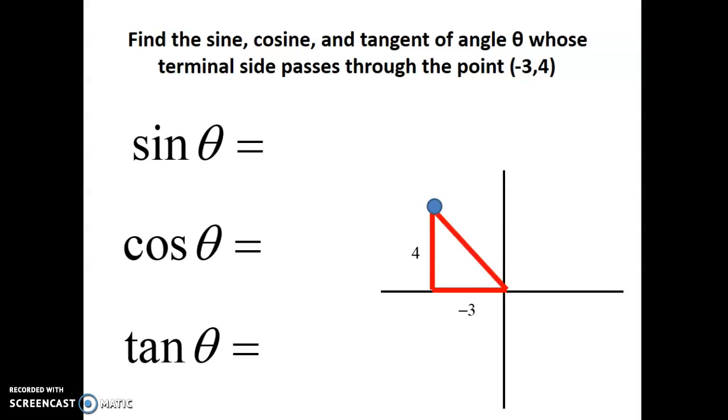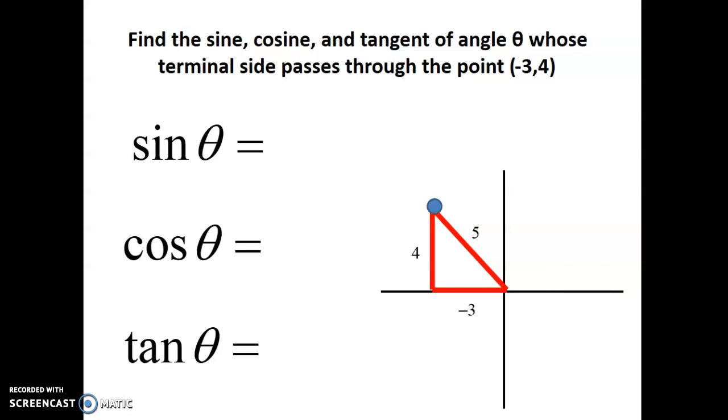Now to find this other side, what you're going to do is use the Pythagorean Theorem. A squared plus b squared equals c squared. If you do it correctly, you should get 25 and take the square root of 25 and you will get 5. If you didn't get 5, it's because you didn't put -3 in parentheses before you squared it. So please make sure you do that.